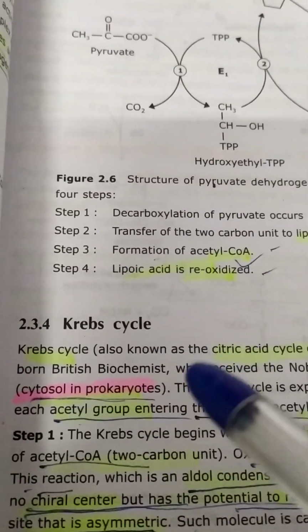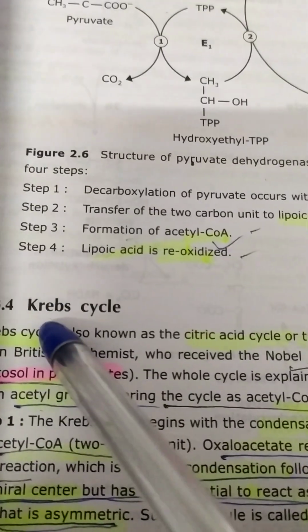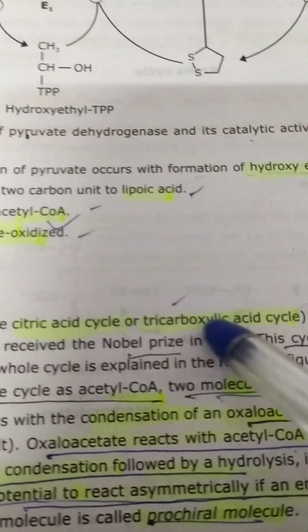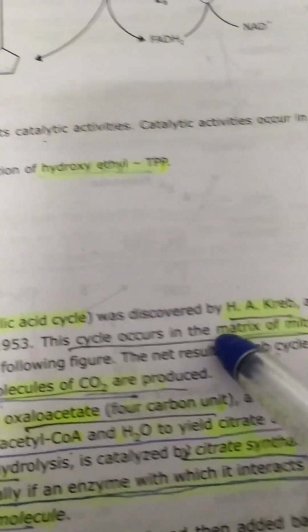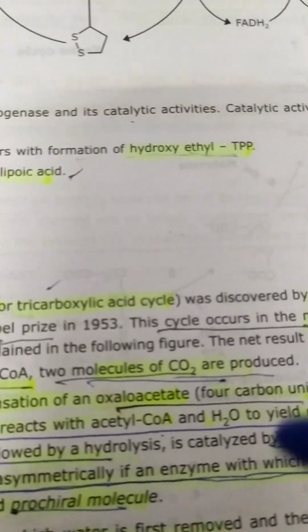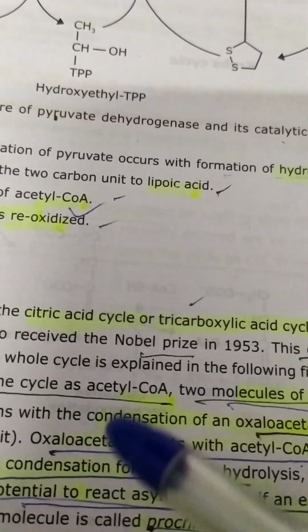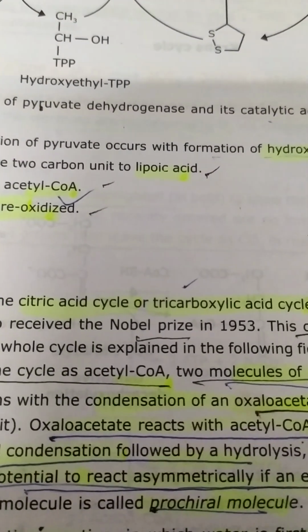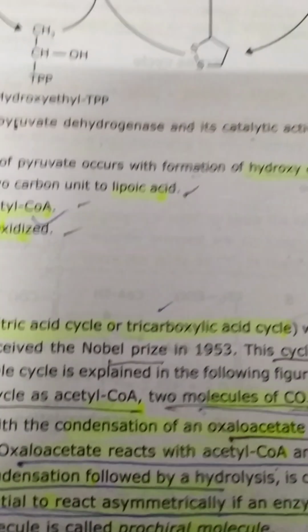So today we are going to talk about the Krebs cycle. Krebs cycle is also known as citric acid cycle or tricarboxylic acid cycle, and it occurs in the matrix of mitochondria. But in RBC, we do not have the mitochondria, so Krebs cycle will not occur in RBC.